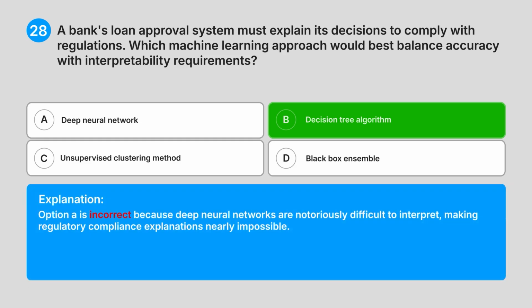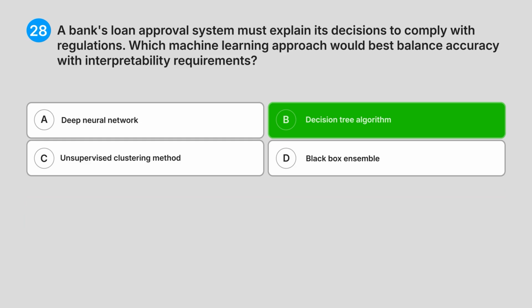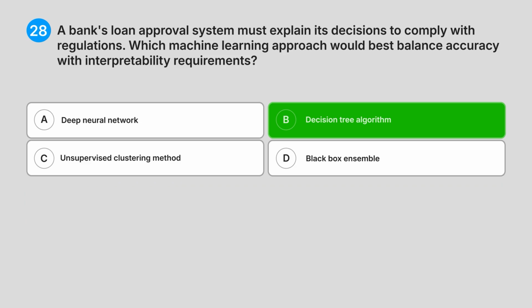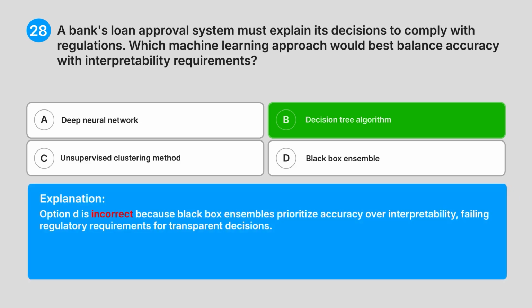Option A is incorrect because deep neural networks are notoriously difficult to interpret, making regulatory compliance explanations nearly impossible. Option C is incorrect because unsupervised clustering doesn't provide specific approval decisions and lacks clear explanation paths. Option D is incorrect because black box ensembles prioritize accuracy over interpretability, failing regulatory requirements for transparent decisions. Decision trees provide the perfect balance of accuracy and interpretability for regulated loan approvals.